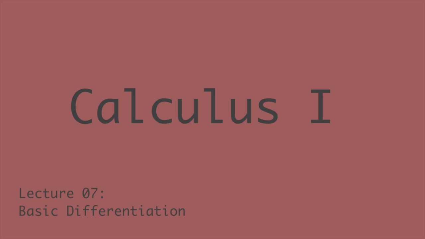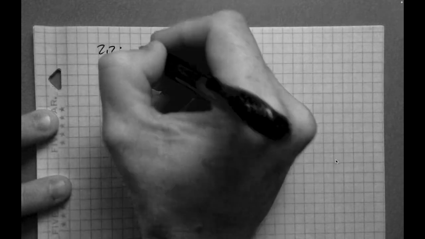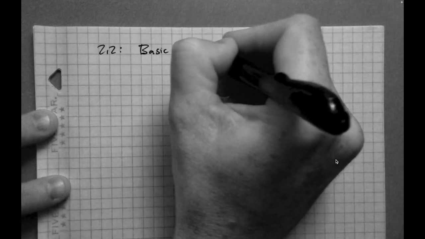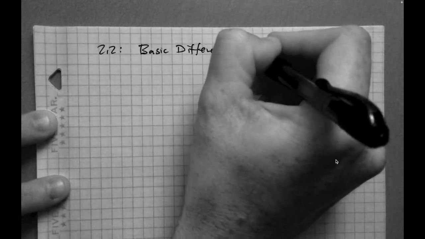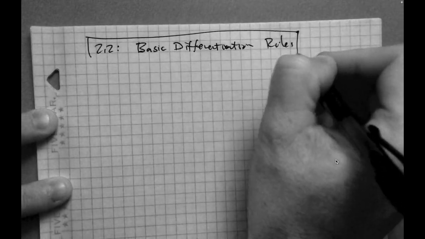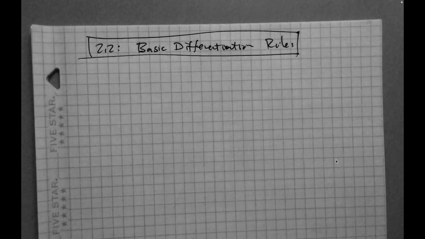So we'll call this 2.2, Basic differentiation. And I think I'll put on the end here rules, because that's going to be kind of the focus of this section. So what are the differentiation rules that I can use to identify derivatives?